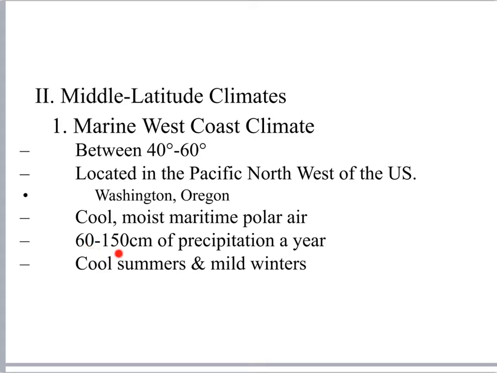They'll get between 60 and 150 centimeters of rain a year. They're noted for having cool summers and mild winters. They have cool summers because they have a cold ocean current flowing off the coast. And again, those mild winters are attributed to that ocean water.